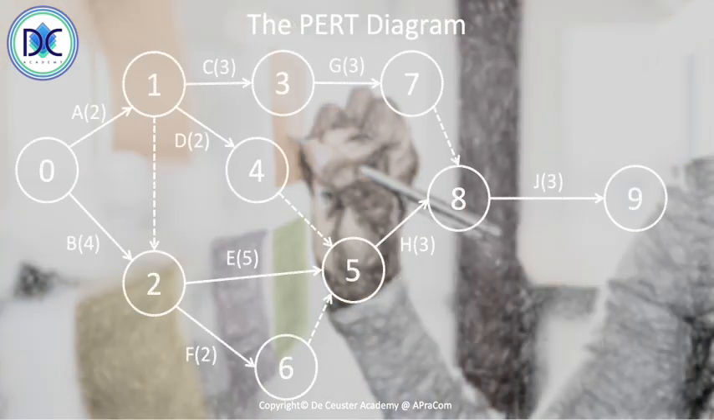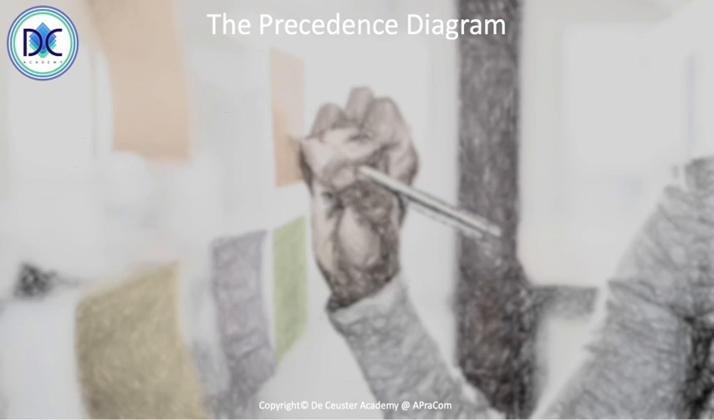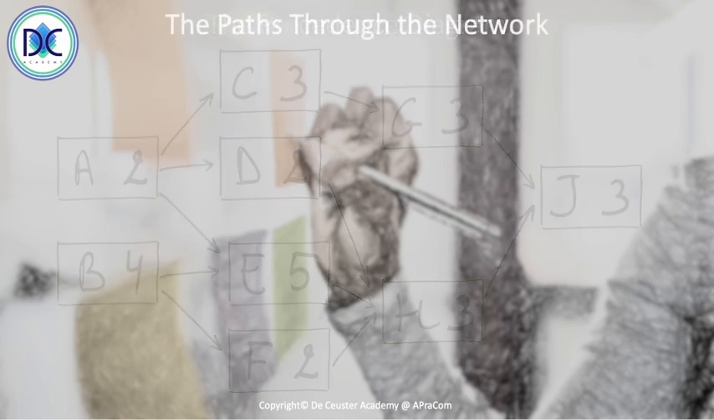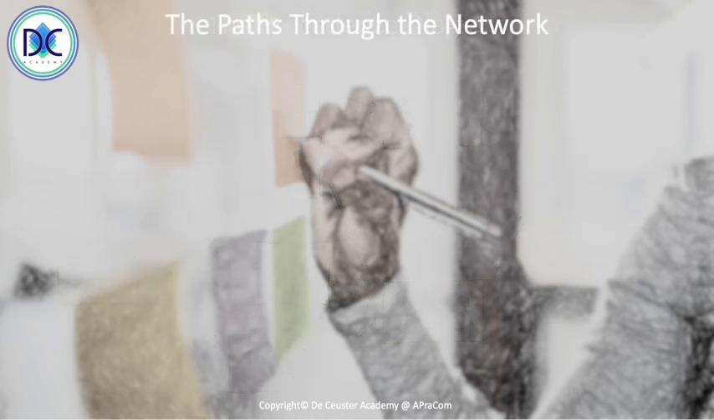First of all, remember the PERT diagram that we created in one of the previous videos. This is the PERT diagram. We use this to calculate the early start, late start, and so on. We also have the precedence diagram that we have drawn before, and we used it to calculate the early start, early finish, late start, late finish, and the slack of the activities, and also identify the critical path. The next thing is about identifying the paths through the network.